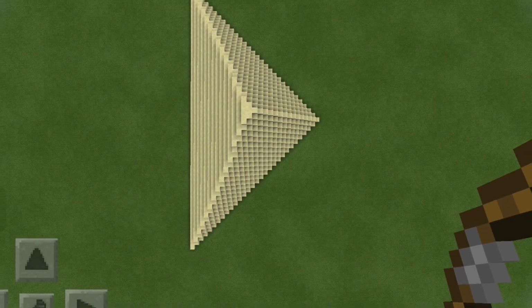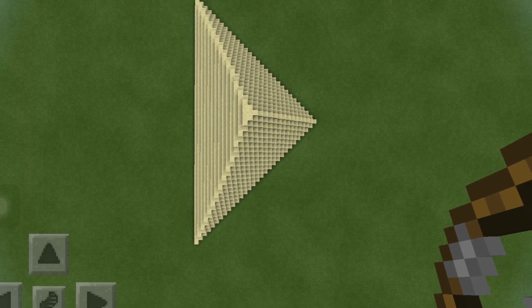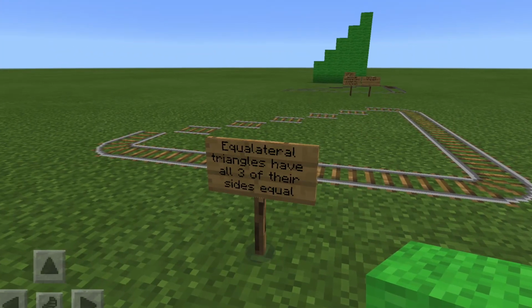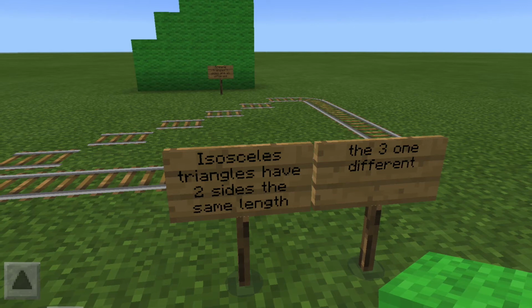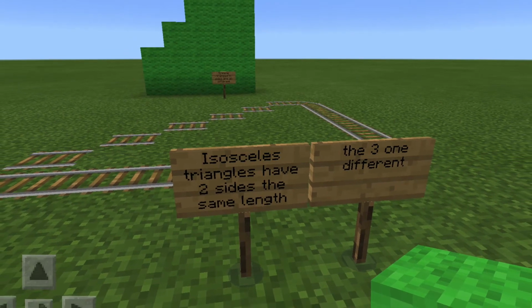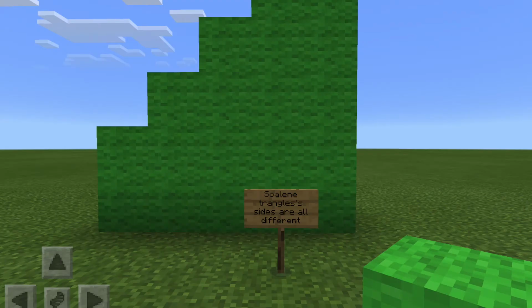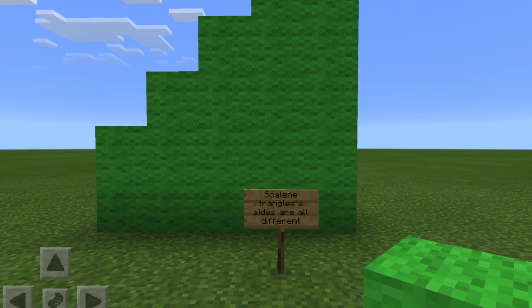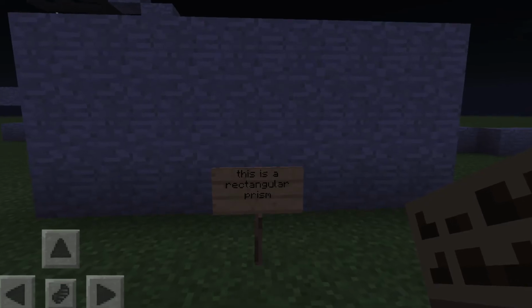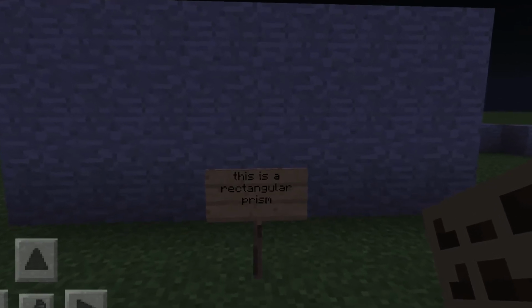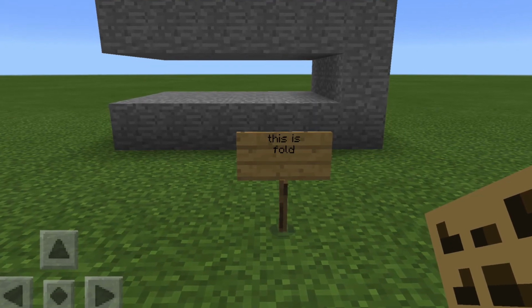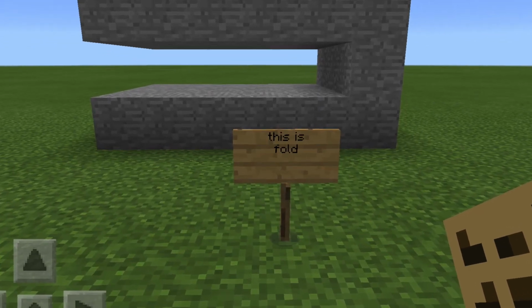A tetrahedron is like a triangular-based pyramid. Equilateral triangles have all three sides of equal length. Isosceles triangles have two sides the same length and one side a different length. A scalene triangle has all three sides different lengths. A rectangular prism is like a rectangle except 3D. A fold is something that is flat but has been folded over.